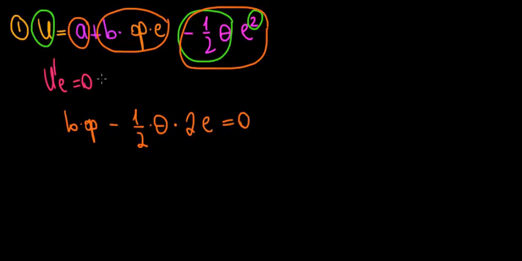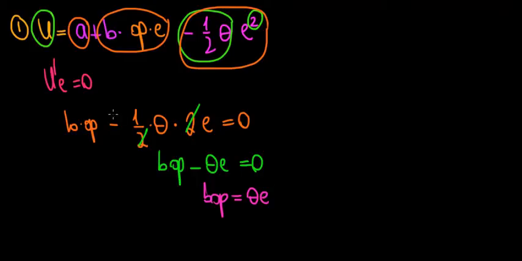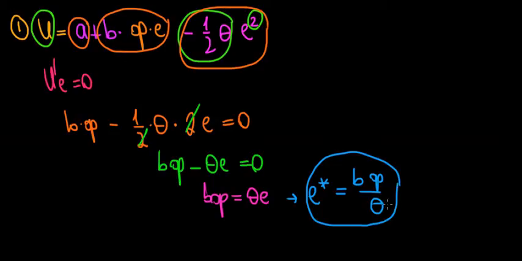Now let's cancel out some stuff here. The 2 and 2 go away, so we're left with B theta minus theta times e equals 0, meaning B times theta equals theta times e, meaning the optimal effort level is e equals B theta divided by theta. This is the effort that the worker now chooses to maximize his utility. So let's just highlight it here.